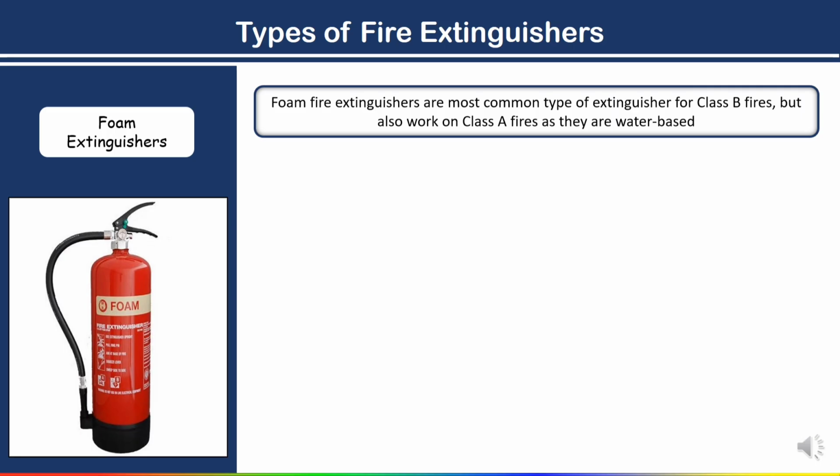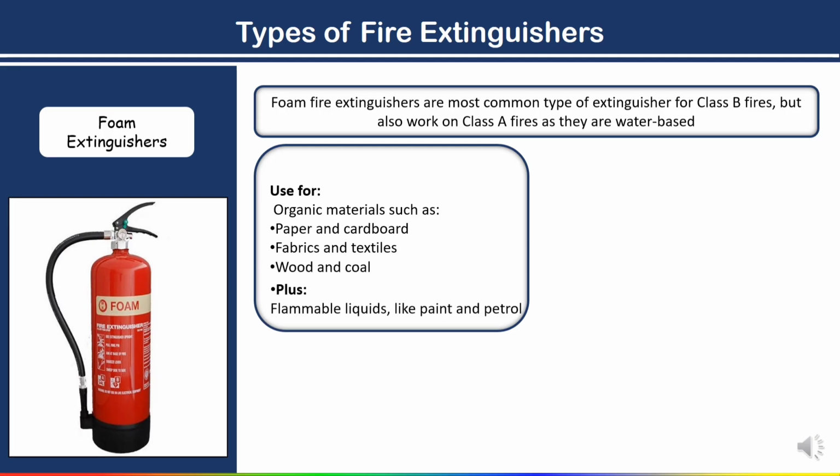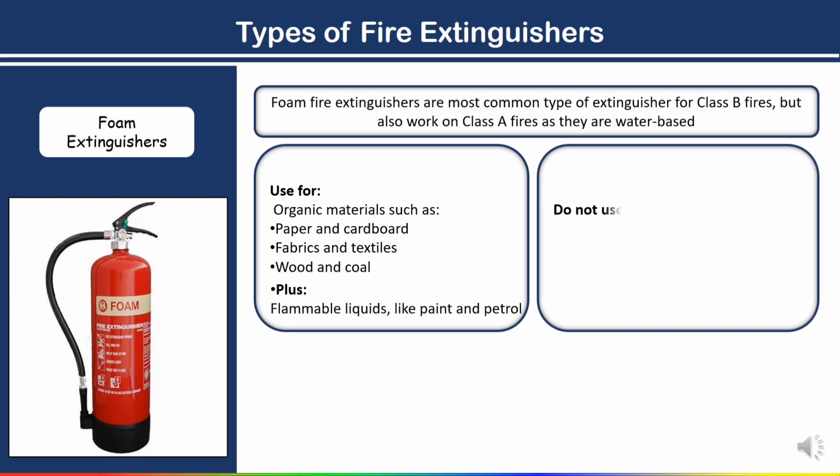As I told you, class A fires are fueled by solid combustible material and class B fires are fueled by flammable liquid, so you can use it for both. Here it is given the same way: a foam extinguisher is used for organic material, and some examples are given. You can even use this foam extinguisher to extinguish flammable liquid fires like paint and petrol. But never use the foam extinguisher for kitchen fire. Why? What is the reason?